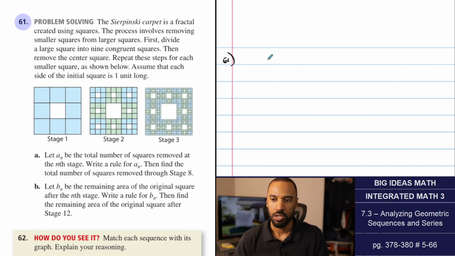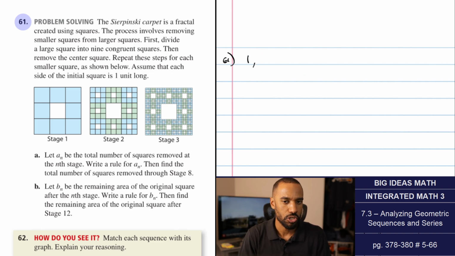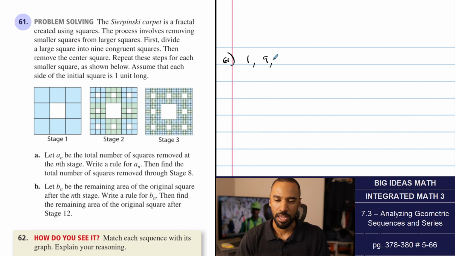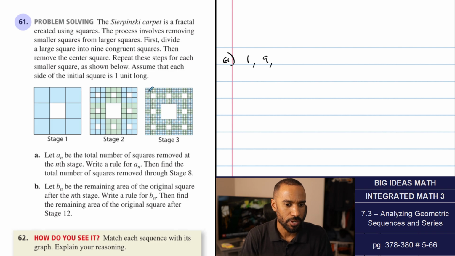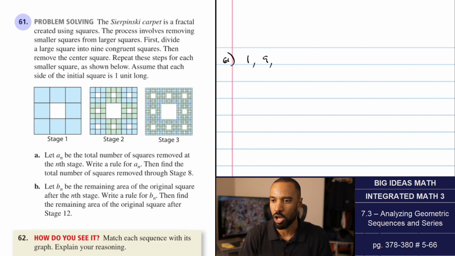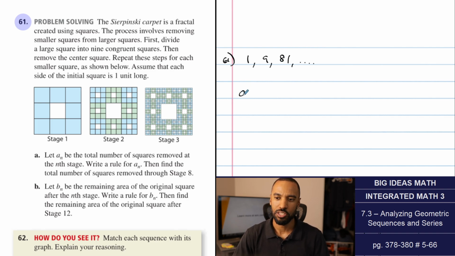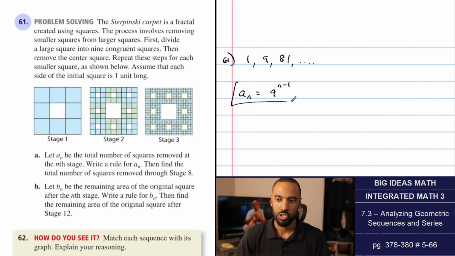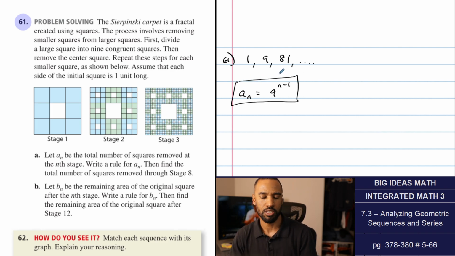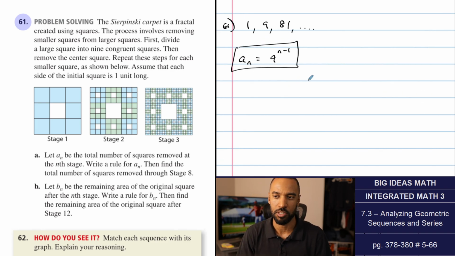So stage 1, we have 1 removed. Stage 2, we have 9. I can only imagine at stage 3, we have 81. If you count that out, 1, 2, 3, 4, 5, 6, 7, 8, 9, and that also has 9 here, 9 rows, 9 columns, it's 81, etc. So this is for stages 1, 2, and 3. We have that many removed. Write a rule for A sub n. We have a first term of 1, a common ratio of 9. So this would be our rule here. Remember, I don't need to write the 1. If it's just going to multiply by something, it just remains as that. So that can be our part A.